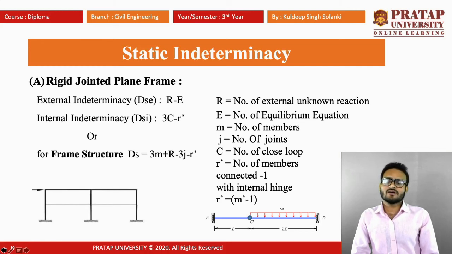the formula is M dash minus 1. M dash means the number of members connected by the hinge. How many members are connected by the hinge? In this case, at C, two members are connected: one member is CA, the second member is CB. It means the value of M dash is equal to 2 because two members are connected, CA and CB. 2 minus 1 is equal to 1. The value of R dash is equal to 1.